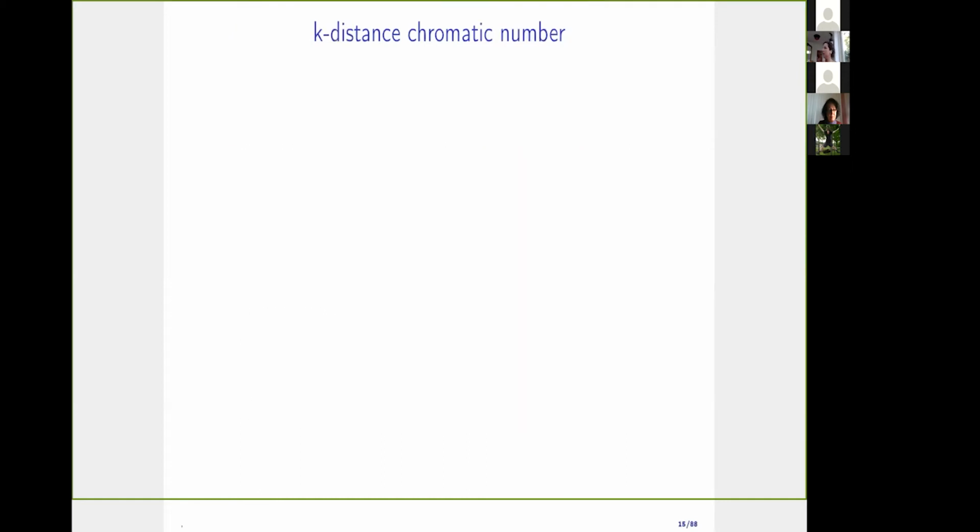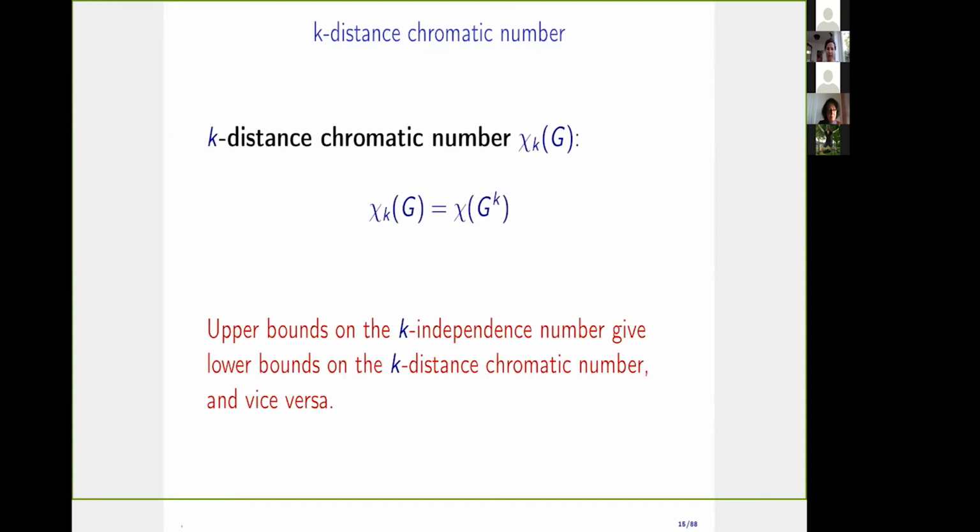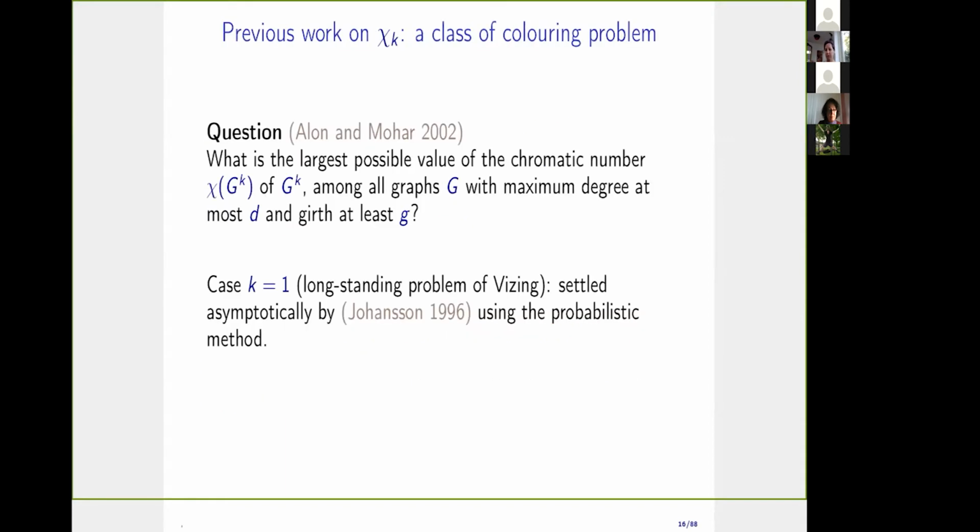I also promised to talk about chromatic number. So let me define the k-distance chromatic number. The k-distance chromatic number is just the chromatic number of the kth power graph. Therefore, it's easy to see that upper bounds on the k-independence number provide lower bounds on the k-distance chromatic number and the other way around, right? So we're going to be talking quite indifferently between alpha_k or this chi_k.